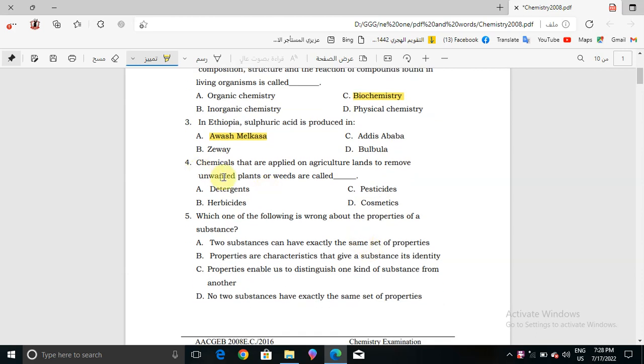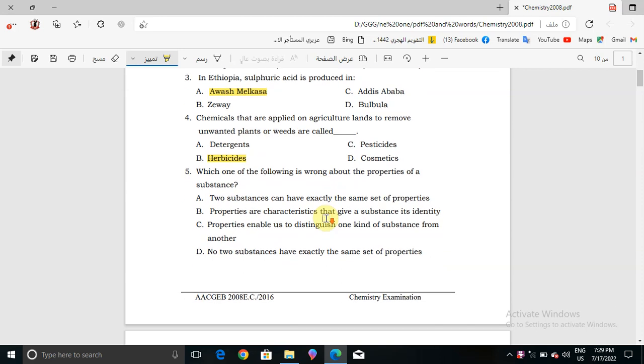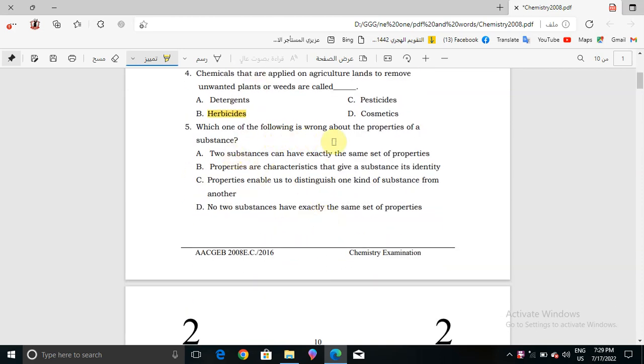Now question number 4. Chemicals that are applied on agricultural lands to remove unwanted plants or weeds are called what? They are called herbicides, right? Pesticides is for increasing, but herbicides is for removing unwanted plants or weeds. Now question number 5. Which one of the following is wrong about the properties of a substance? Two substances can have exactly the same set of properties. This one is wrong about the properties. So the correct answer for question number 5 will be choice A.